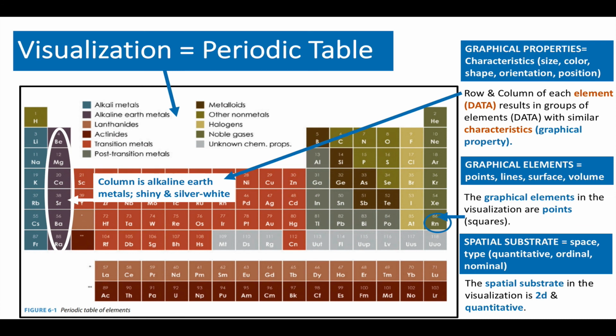The spatial substrate of the visualization refers to space and type. The spatial substrate in this particular visualization, the space is 2D, two-dimensional. It's flat. The visualization is flat. It doesn't move. It doesn't pop out at you. It is flat. And the type is quantitative. How is it quantitative? Because it's organized and laid out by numbers, measures.